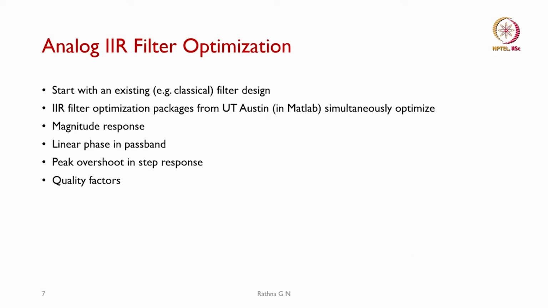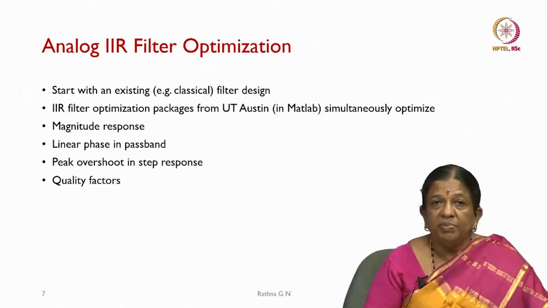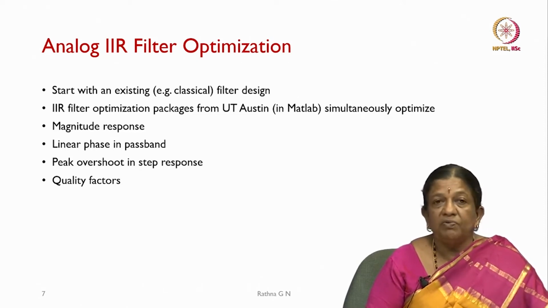How are we going to do the optimization? We will start with an existing classical filter design and use the IIR filter optimization packages from UT Austin, which are developed in MATLAB. Simultaneously you can optimize on the filter order. You will be optimizing on the magnitude response, and the linear phase in the pass band that we can achieve using an IIR filter, and then how we control the peak overshoot in the step response, and how we take care of the quality factors.